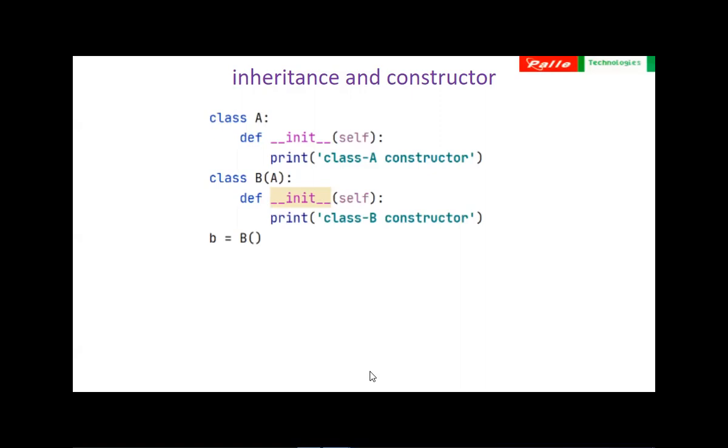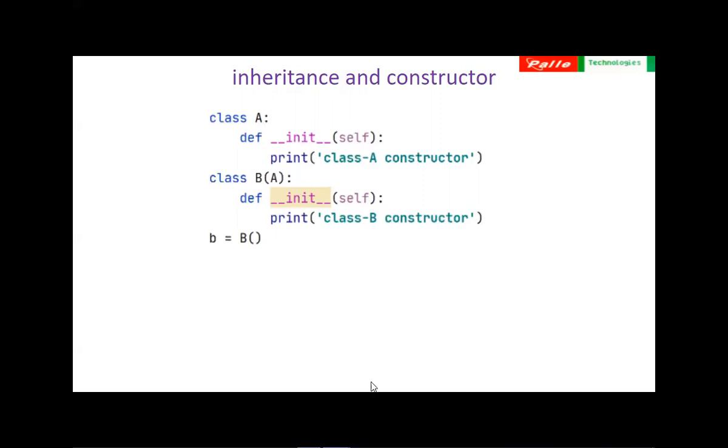Okay, I'm getting mixed answers. How many of you think it will print class B constructor? Be confident with your answer. How many of you think it will print both? Others are confused. Okay, let us see what it will do.